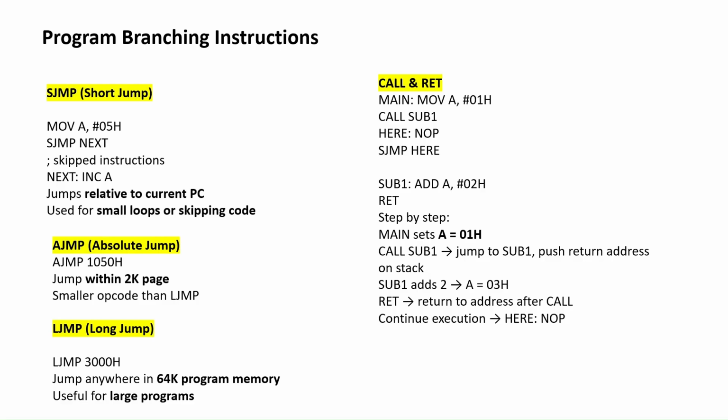Now let's see JZ, jump if 0. This instruction checks the accumulator value. If the accumulator A is equal to 0, the program jumps to a given label. Finally, JNZ, jump if not 0. This is the opposite of JZ. If the accumulator is not 0, the program jumps to the specified label. These instructions are very important for creating loops, conditional execution, and modular programs in the 8051 microcontroller.